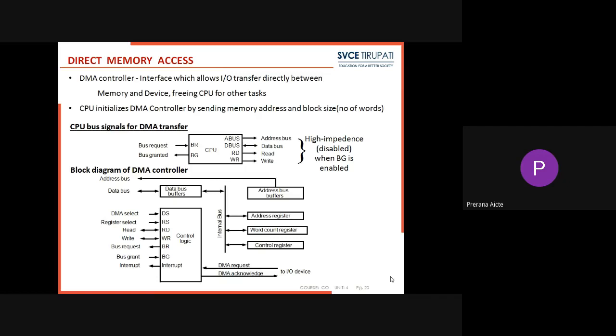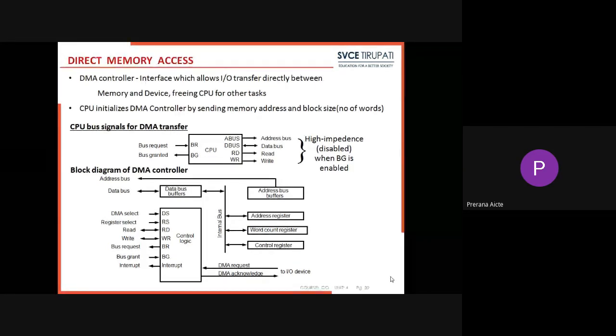The transfer can be made in several ways: DMA burst transfer and cycle stealing. DMA burst transfer is a block sequence consisting of a number of memory words transferred in a continuous burst, while the DMA controller is master of the memory buses. And coming to the second one, cycle stealing. Cycle stealing allows the DMA controller to transfer one data word at a time, after which it must return control of the buses to the processor.